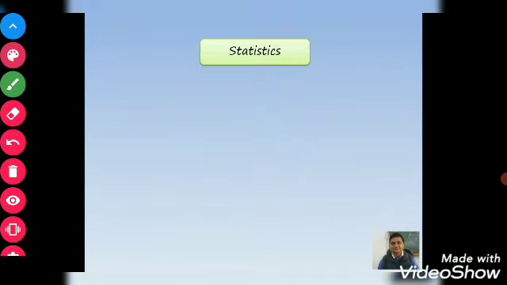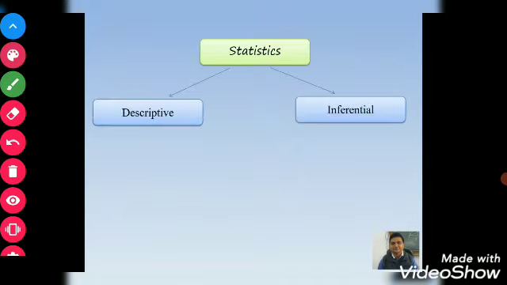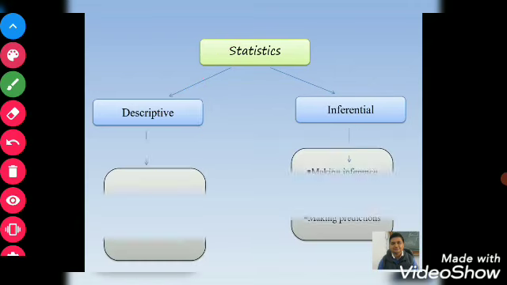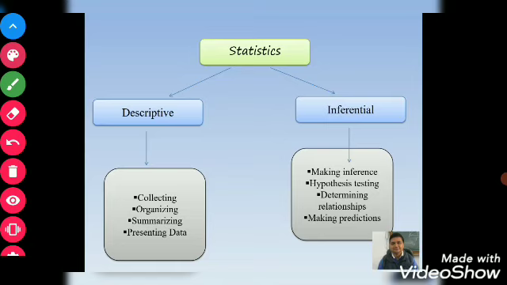Now, what is statistics? It is classified into two parts. What are those two parts? Descriptive and inferential. Now, descriptive statistics includes collection of data, organization of data, then summarization of data, and lastly presentation of the summarized data.